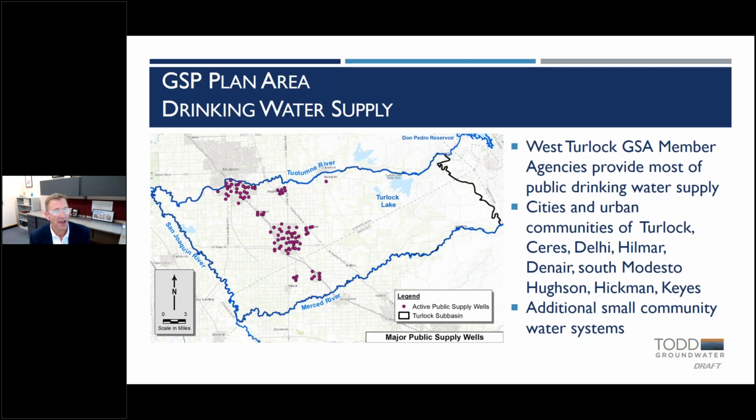And one of the things we had to look at is, where are the sources of public drinking water supply in the sub-basin as a whole? And as you can see, they're mainly clustered on the western portion in the West Turlock Sub Basin GSA. And so you have some of the larger cities like Turlock, Ceres, and South Modesto, but also some of the smaller communities that provide drinking water like Delhi, Hilmar, Denair, Keys, Hickman, and Houston. So again, understanding where those domestic sources of supply are and how they interrelate to everything else within the subbasin.